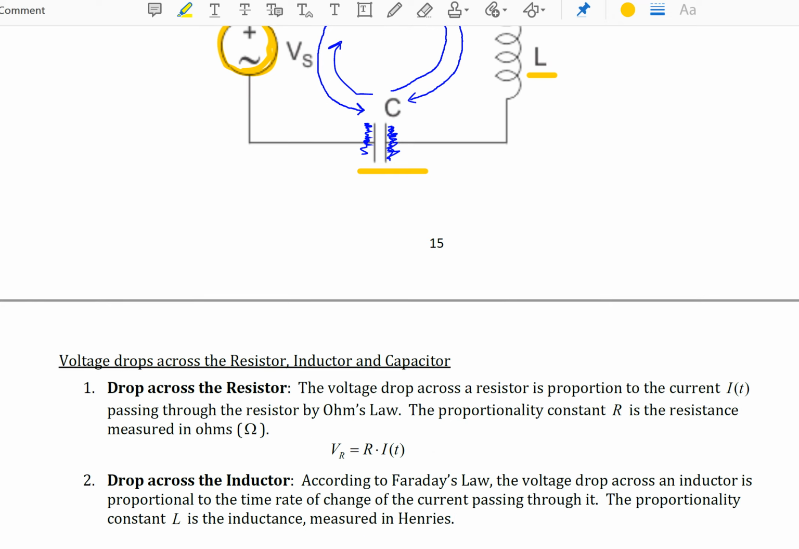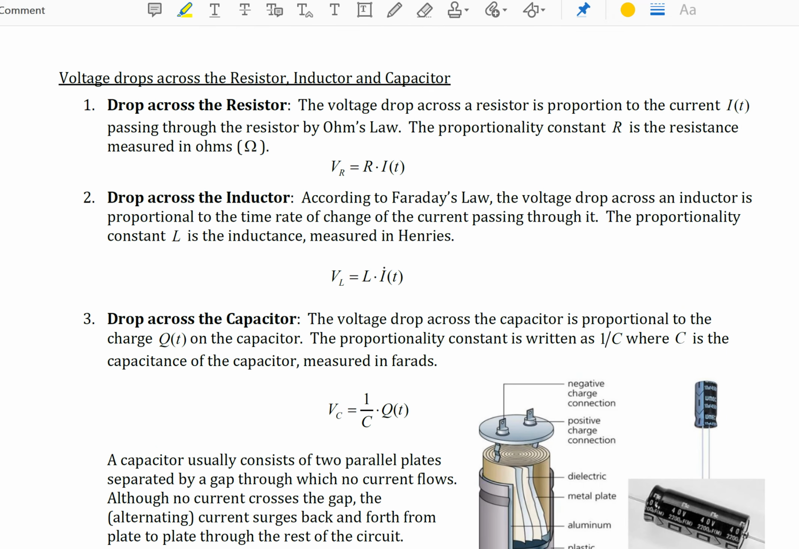So let's look at this. How do we describe these voltage drops across the resistor, inductor, and capacitor? So the voltage drop across your resistor. The voltage drop across the resistor is proportional to the current. It's proportional to the current passing through the resistor by Ohm's law. This proportionality constant R is the resistance measured in ohms. As an equation, though, your voltage drop across the resistor is proportional to your current, where R is your proportionality constant.